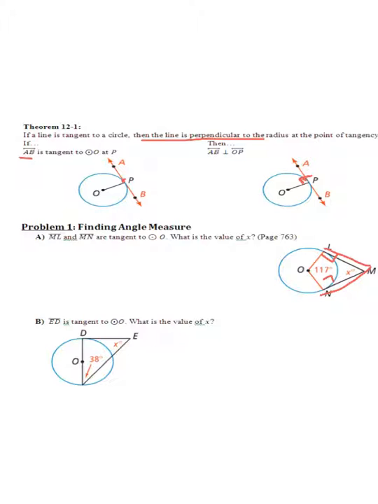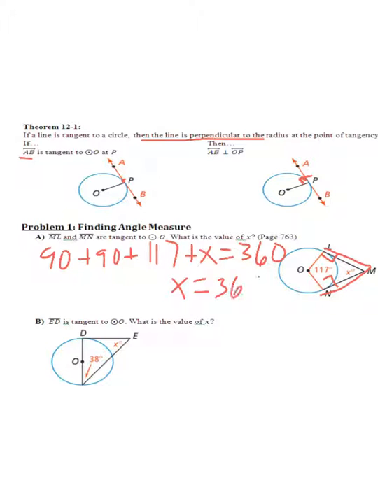So I know 3 of the 4 angles that I need. I've got a 90, I've got a 90, and I've got a 117, and I don't know what the last one is. Now, for a 4-sided shape, the angles should always add up to 360. So if I add all of these up with x, 90 plus 90 is 180, 180 plus 117 should get you 297. If you subtract that over, x should be a 63-degree angle.